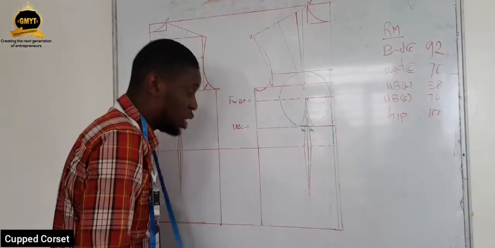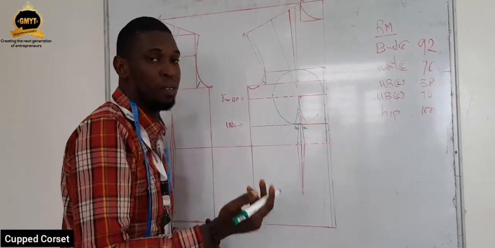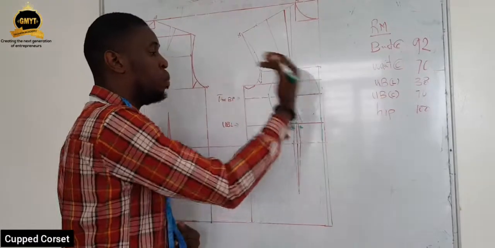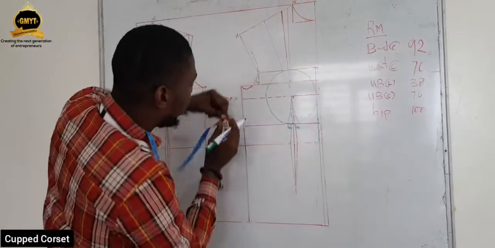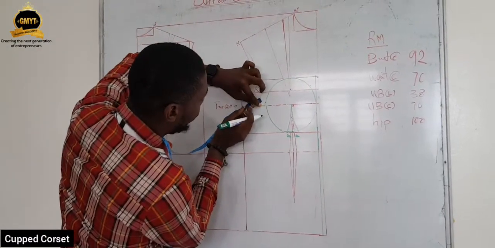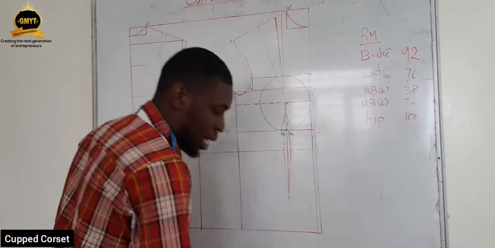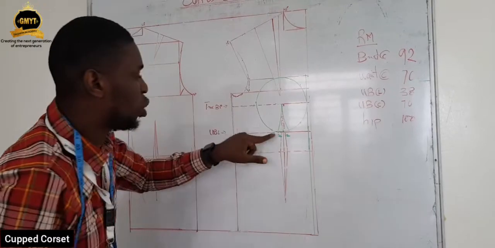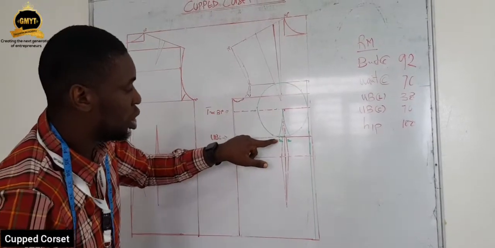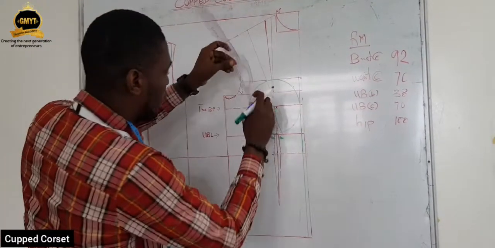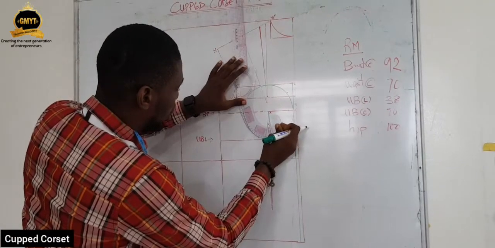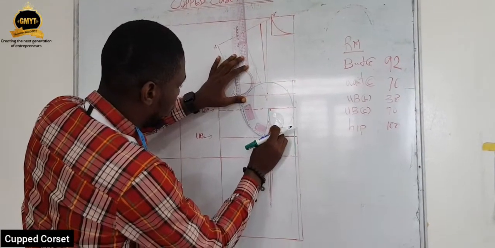So now you can still do 1 cm or 1.5 just to make this part a bit bigger than the center part. Like what I'm having here, I'm going to be doing at least 1 cm, and then I'll be connecting it back to the 2 cm on this underbust part. So you're still using your French curve to achieve that.